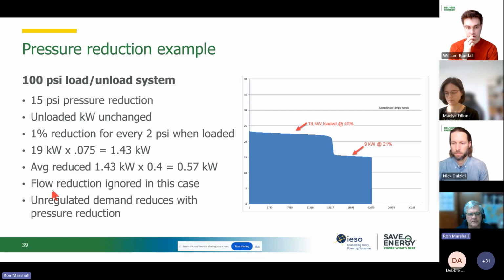Now, if you reduce the pressure, in theory, if you've got lots of unregulated use, the flow will go down in the plant as well. In this case, I'm not using that savings for this example, right? Now, this is a very small compressor, right? But you could add zeros to the size of the compressor, and it's the same principle with larger compressors as well.